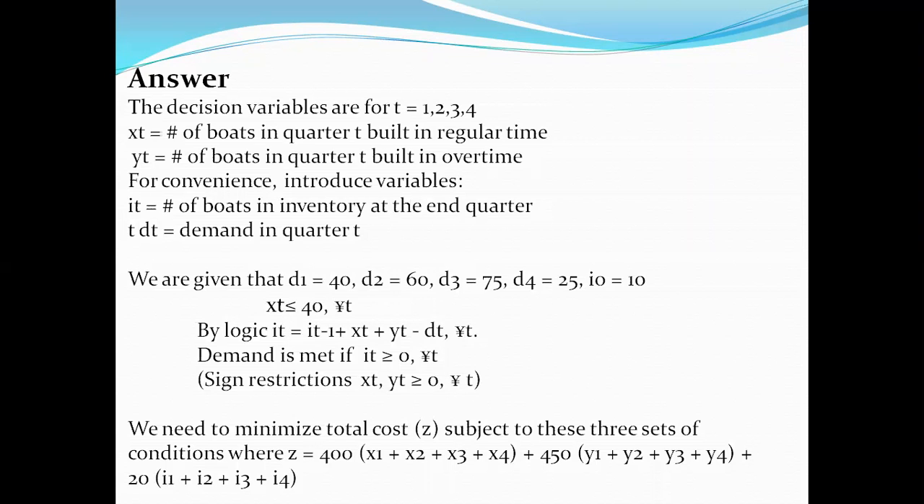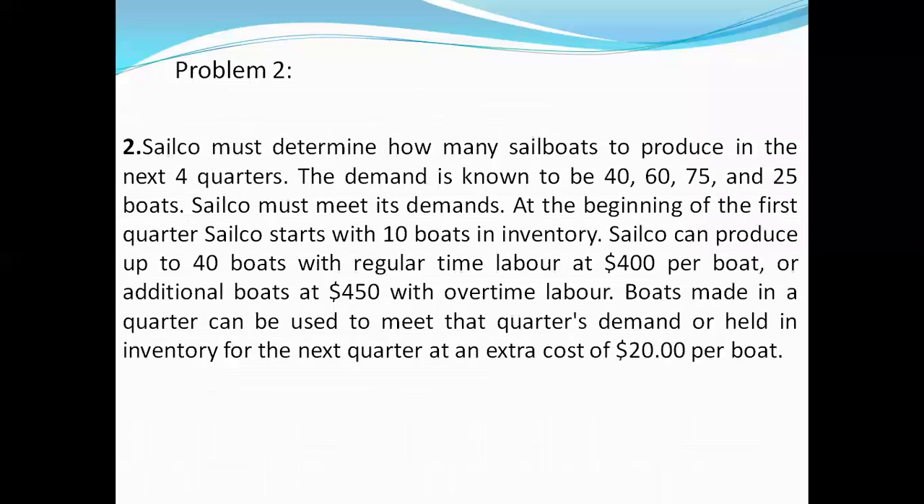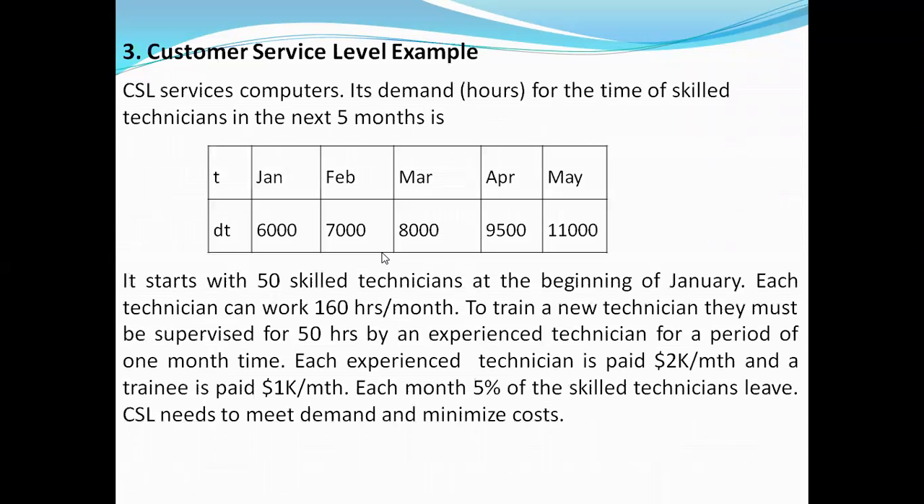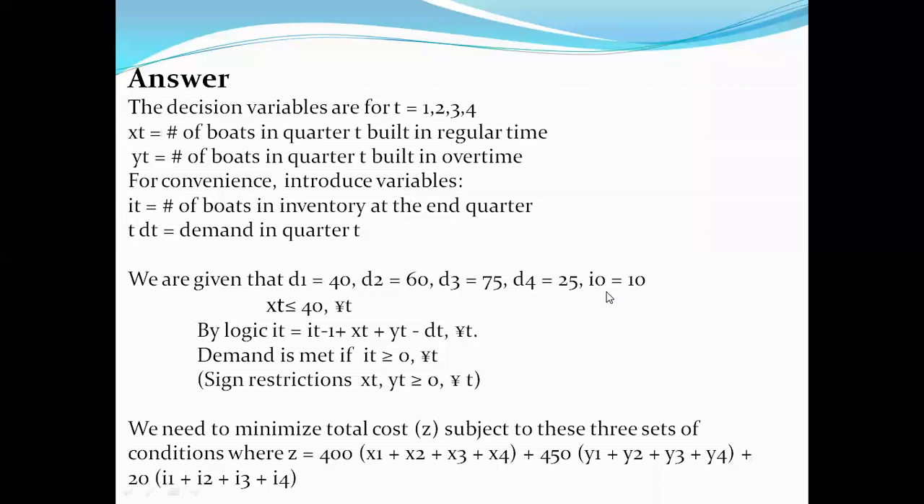And let us consider the additional time period that needs to be given with respect to a 10 consideration. How have we analyzed 10 here? Saleco initially started with an inventory level of 10 boats. So let the inventory of boats be 10 at the initial stage. So in the first quarter, xt is less than or equal to 40, that needs to be manufactured, 40.